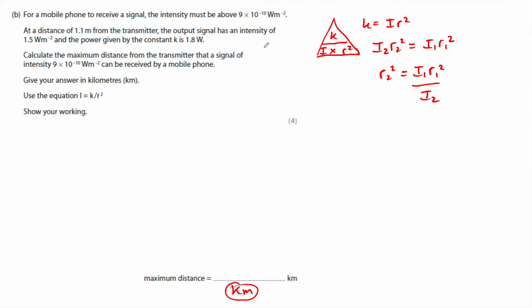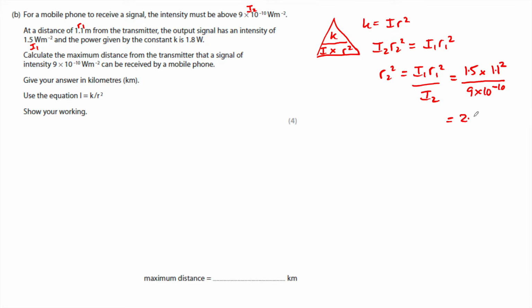And now we've got to make sure we identify the right things. So this will be R1, and the intensity at R1 is I1. This is going to be the new intensity I2, and we want to find the distance R2. So putting the values in, we get 1.5 times 1.1 squared divided by I2, which is 9 times 10 to the minus 10.